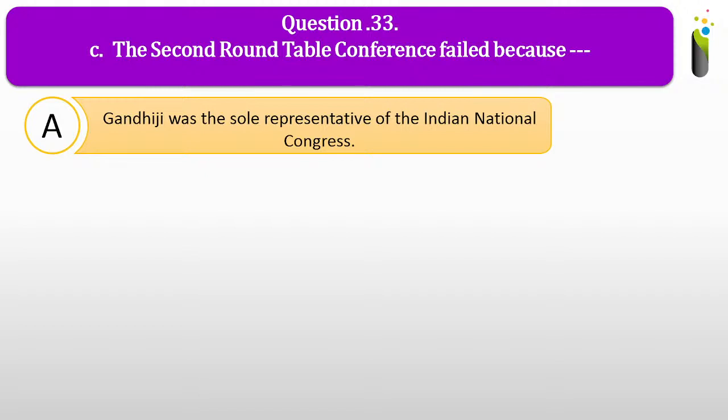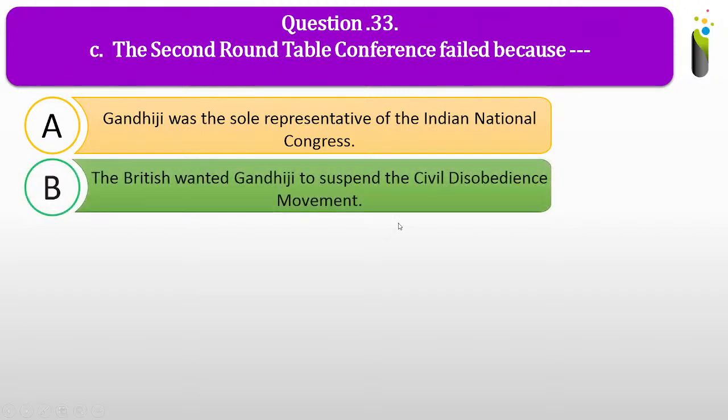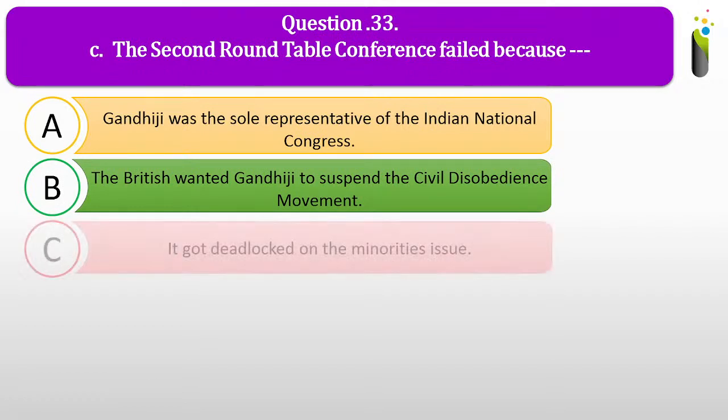So the second roundtable conference failed because A. Gandhiji was the sole representative of the Indian National Congress. B. The British wanted Gandhiji to suspend the civil disobedience movement. C. It got deadlocked on the minorities issues.